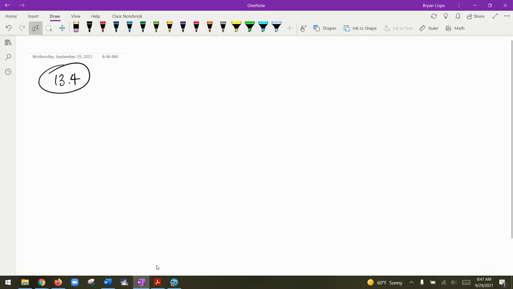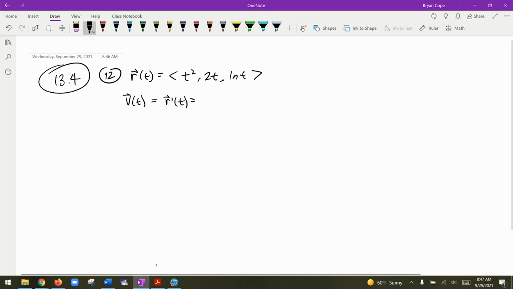All right, here we go, starting with number 12. The question states, find the velocity, acceleration, and speed of a particle with the given position. The position vector that we're given has x component t squared, y component 2t, and z component natural log of t. So as we've learned, velocity is the derivative of position. And so our derivative would be 2t, 2, and 1 over t.